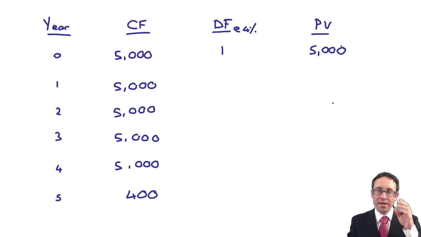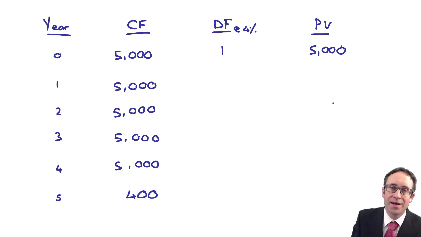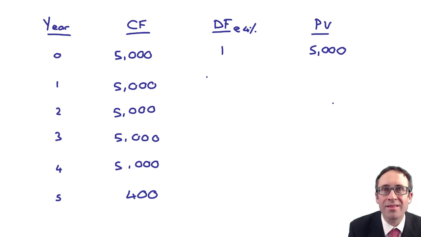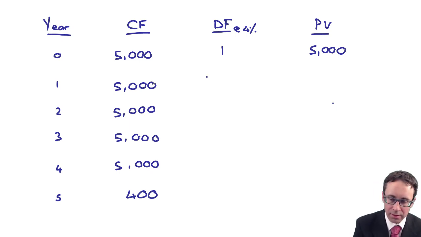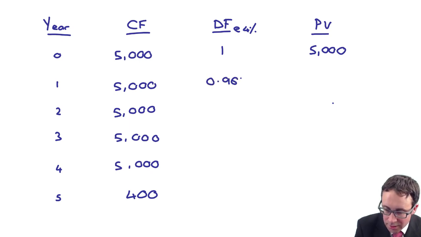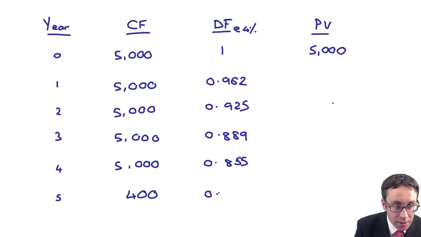In the exam, you would be given discount factors. You've never been expected to do any calculation of discount factors in any P2 exam. I think that's ridiculous. You should have to do it, but there we go. So let's just say they're given to you in the exam. 0.962, 0.925, 0.889, 0.855, and 0.822.